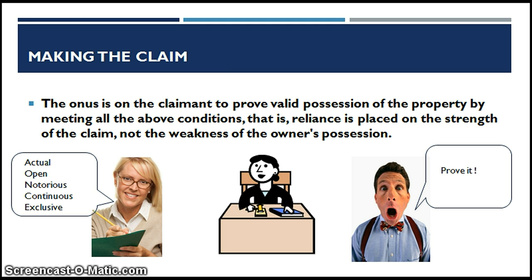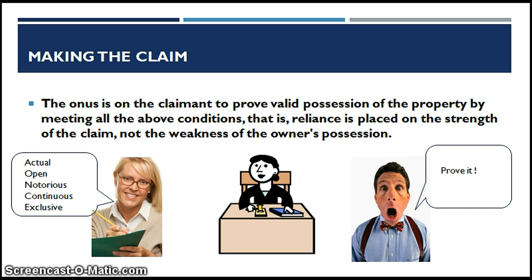How about the owner? What does he have to do? Nothing. He has to just wait for us to prove our claim. So it's made on the strength of our claim, not on the weakness of the owner's possession. Of course, the owner is hoping that we can't prove our claim because he doesn't want to give up possession of his property. However, if we meet all those conditions, then the court may award us adverse possession.